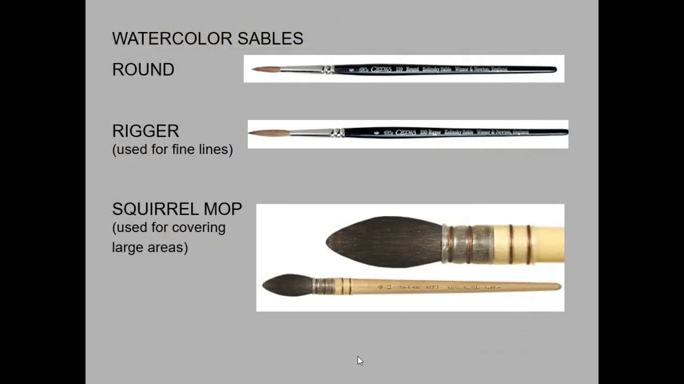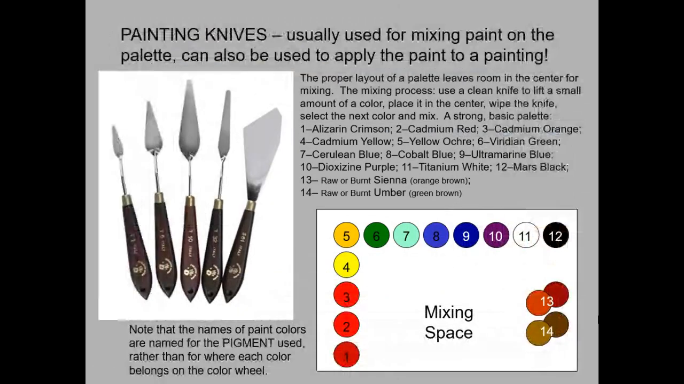Your watercolor brushes usually are much smaller, and you can see that they are a reddish color. That's our sable hair brush. We use this type of brush that has a very, very long bristle for doing really fine lines, and these larger ones are often called mops for doing large areas.